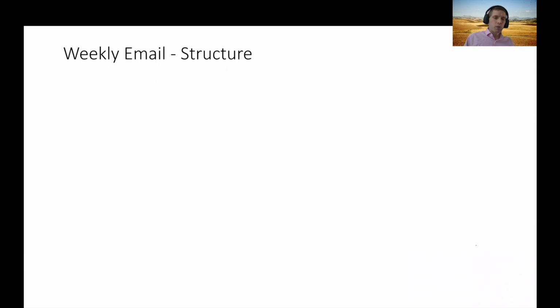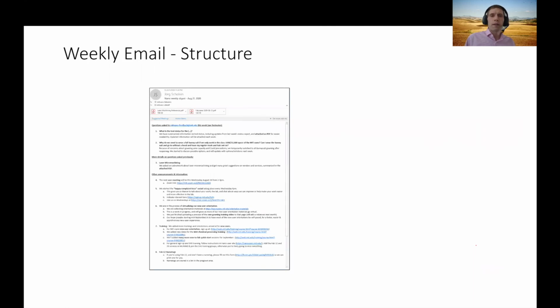Now, I want to focus a little bit on these weekly emails and the structure of those, and how that has evolved in the last couple of weeks, because we started to change the content a little bit. Right now, this is the structure. I might send an email. The email goes out every Friday at 11:30 p.m.